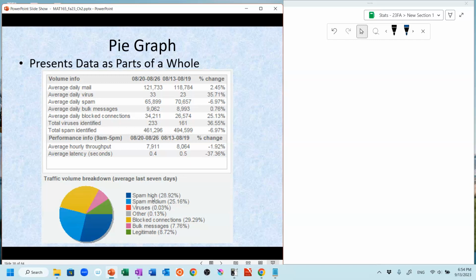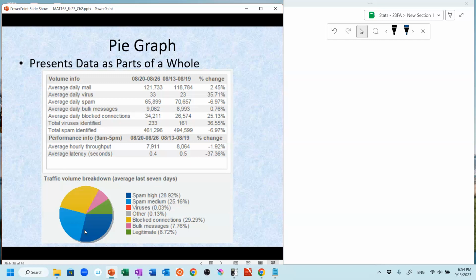So I guess really important, bad spam was about 30%, medium spam about 25%, blocked connections, which I guess is maybe somebody tried to go to a website that they're not supposed to or something, 25, 30%. So I can read through these percentages, and that's not a bad thing to do.